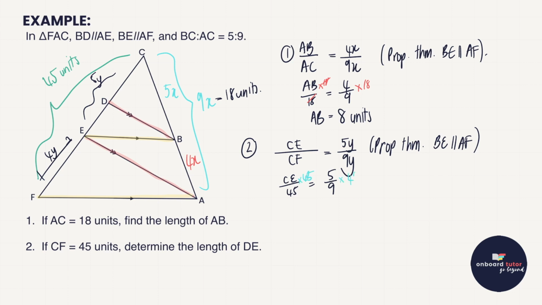And then we can work that out. So CE, that'll cancel. CE is equal to 5 times 45 over 9. Let's work that out. 5 times 45 divided by 9 gives me 20 units. Okay, why was I interested in that? Well, because actually the question is asking me to find the length here, DE.